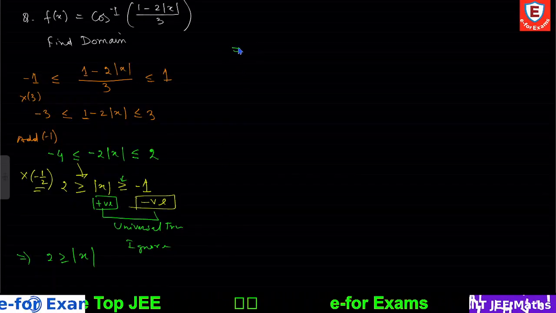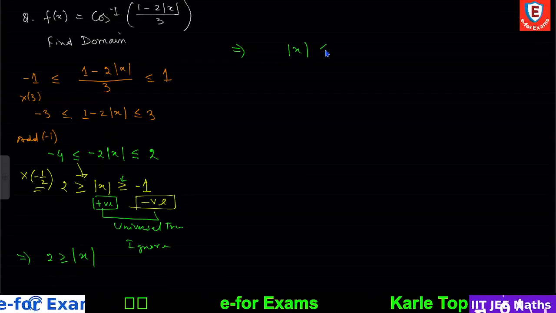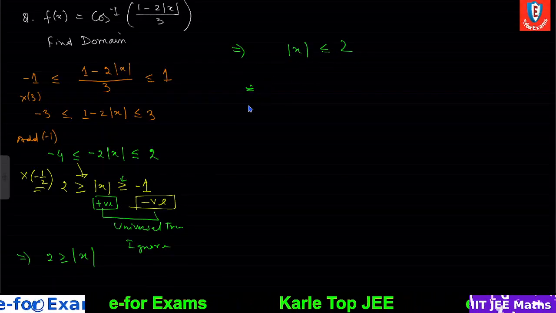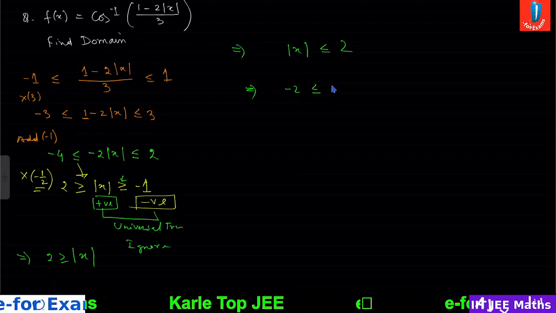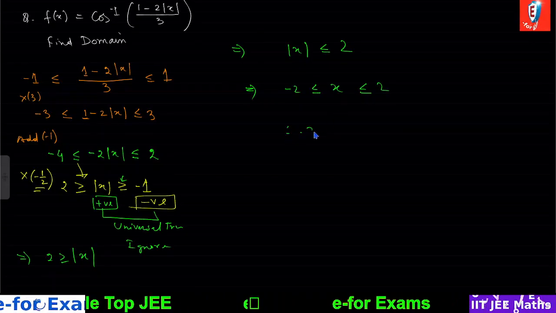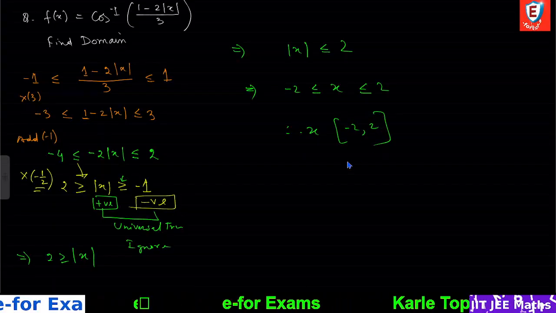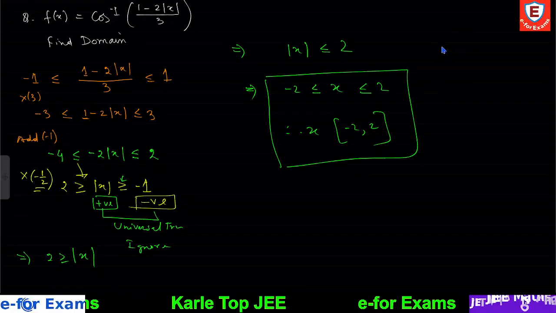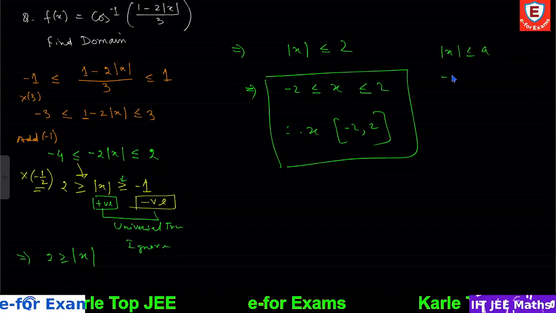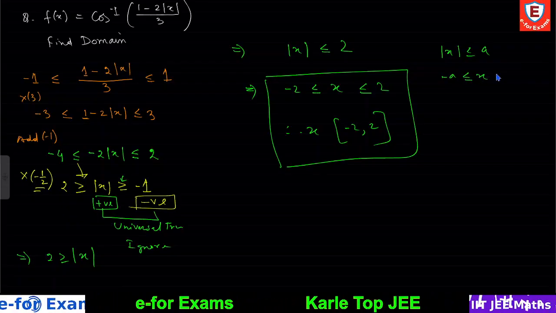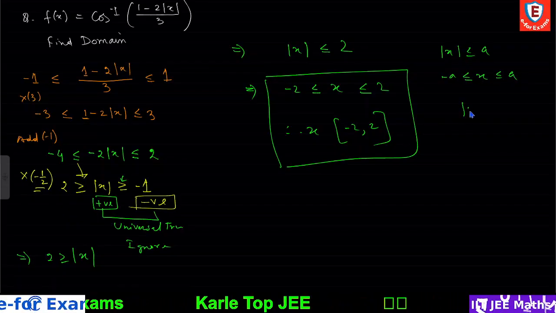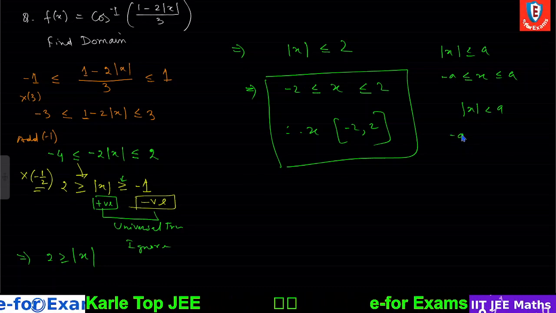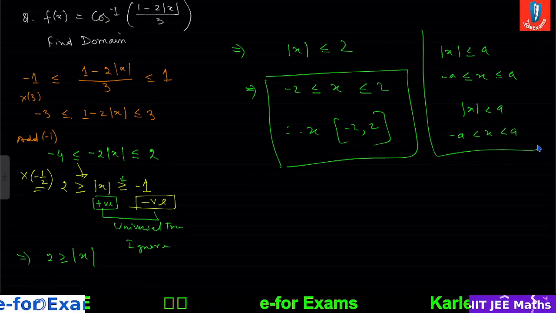Right? This implies mod x is less than or equal to 2. This implies minus 2 is less than or equal to x less than or equal to 2. Therefore, x belongs to [minus 2, 2]. Got it? We are using this formula: mod of x less than or equal to a means minus a less than or equal to x less than or equal to a, or mod x less than a means minus a less than x less than a.